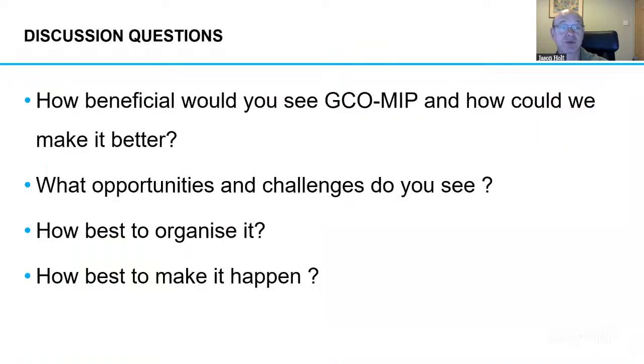Particularly, the questions we'll be thinking about, and there may be other questions, are: how do you see the benefits of a coordinated approach to global coastal ocean modelling? So, for example, a global coastal ocean modelling comparison programme. What opportunities and challenges would you see with that? How best to organise it? And how would you make it happen? I introduce these now so you can have a think about them as we go through the presentations. I'll put them up again at the end, so you don't have to remember them.